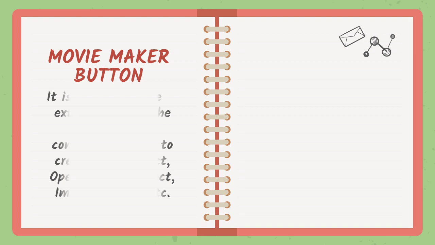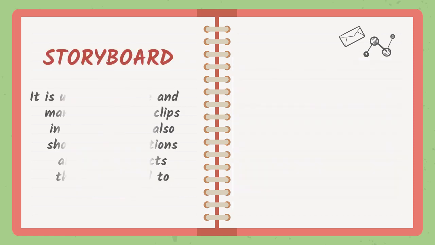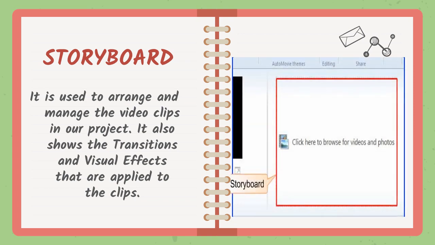Movie Maker button. It is located at the extreme left of the menu bar and contains features to create a new project, open a project, save a project, import images, etc. Storyboard. It is used to arrange and manage the video clips in our project. It also shows the transitions and visual effects that are applied to the clips.